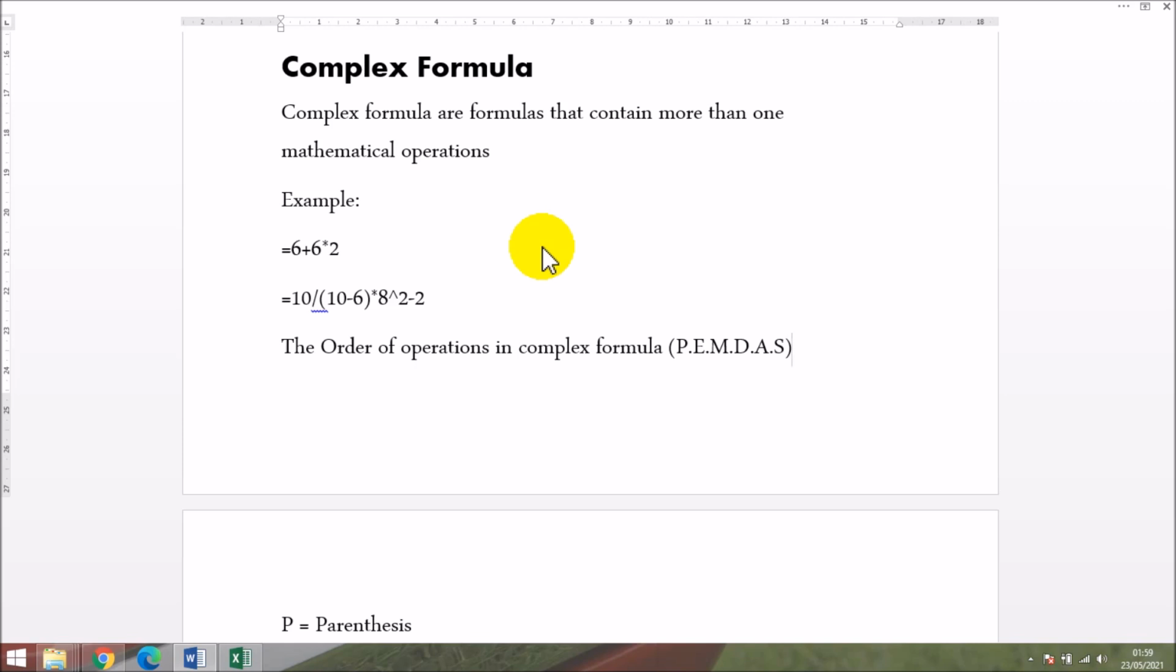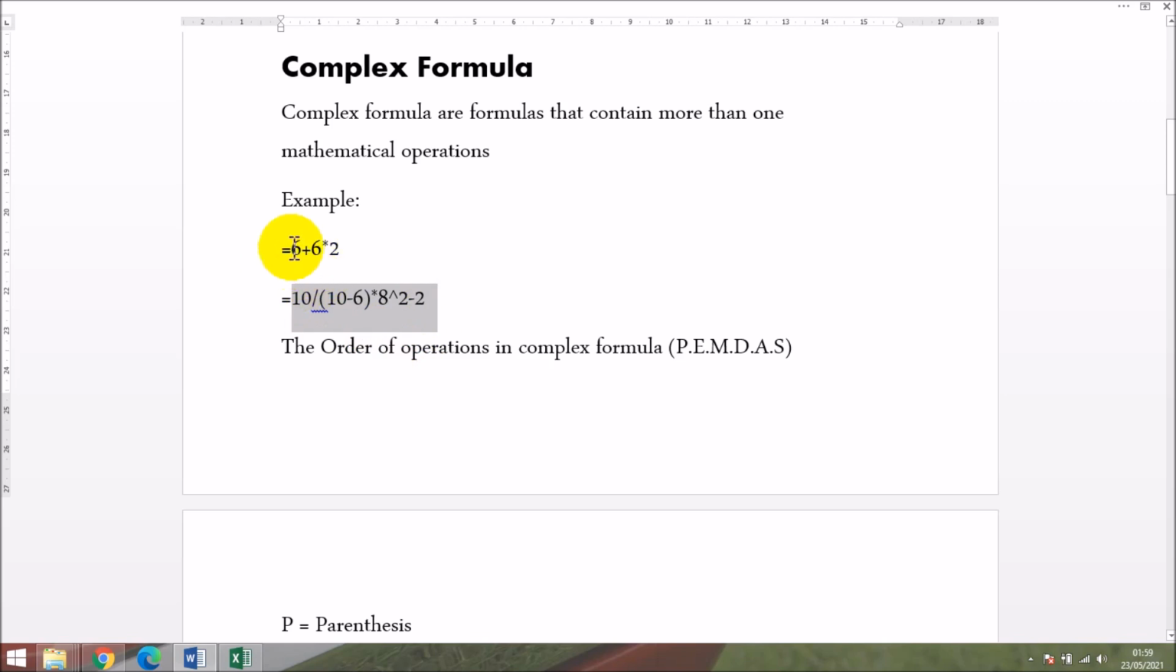Complex formula is simply a formula that contains more than one mathematical operation. Earlier on, we talked about simple formula. Simple formula is known to contain only a single mathematical operation, but complex formula can have more than one mathematical operation. Example is something like this. You can have something as simple as probably two mathematical operations to something as complex as this. So that is actually what complex formula are.